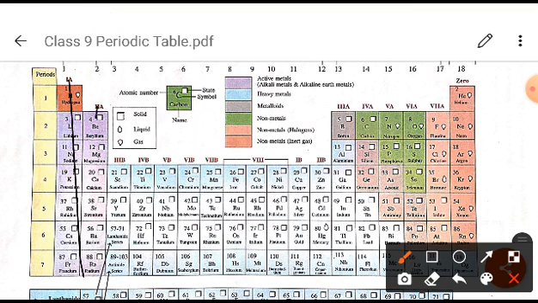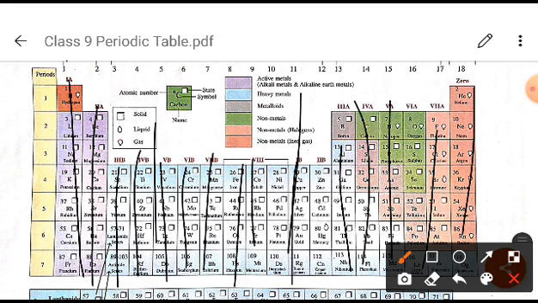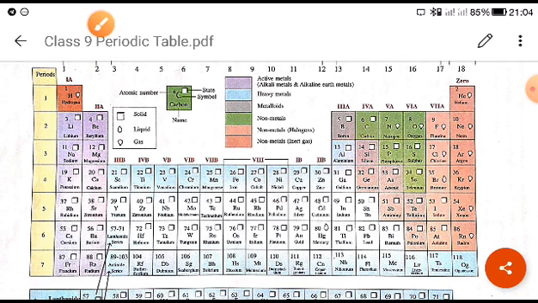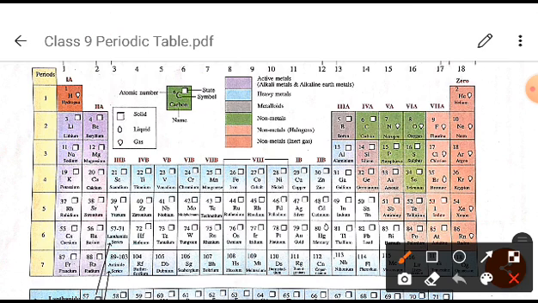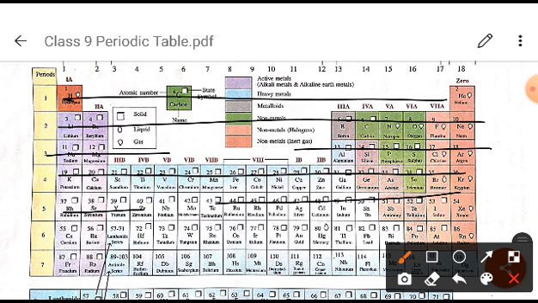This one, like this, 1 2 3 4 5 6 7 8 9 10, like this. So these are called what? These are called groups, right? These are groups. Okay, now these are called vertical columns. So vertical columns in a periodic table are called what? Groups. And the horizontal rows, this one, this one, this one, okay, like this one, these are called what? These are called periods. Okay.